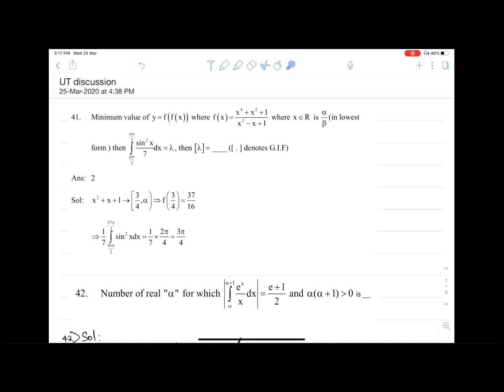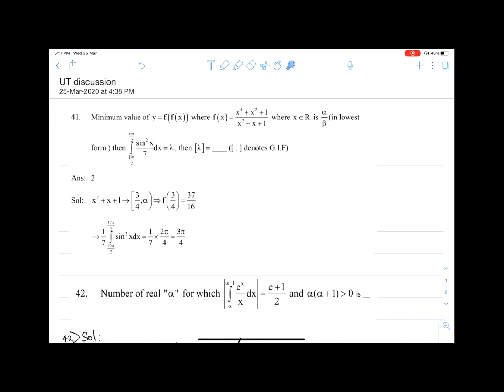So we'll start with the 41st question. The minimum value of y equals f of x, where f of x is equal to (x power 4 plus x square plus 1) by (x square minus x plus 1), where x belongs to R, is alpha by beta in lowest form. Then the integral from beta pi by 2 to alpha pi by 2 of sin square x by 7 dx is equal to lambda. Then he is asking the integer part.